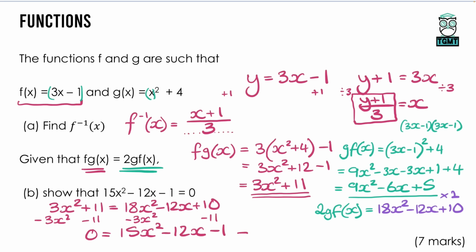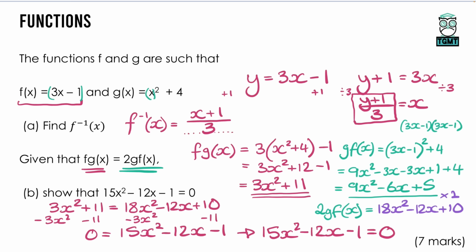All I really need to do at this point is just write it in the way they've written it. So 15x squared minus 12x minus 1 equals 0. And there we go. I have shown that 15x squared minus 12x minus 1 is equal to 0 by doing those composite functions.